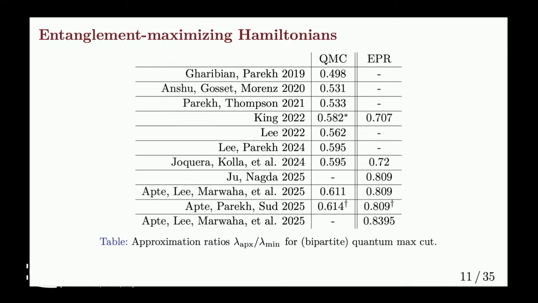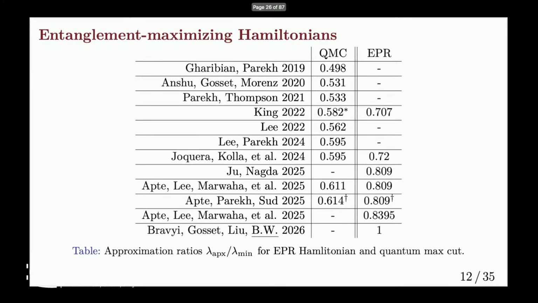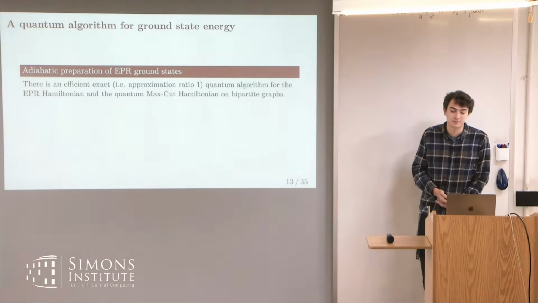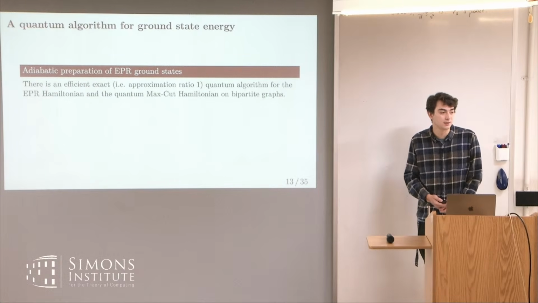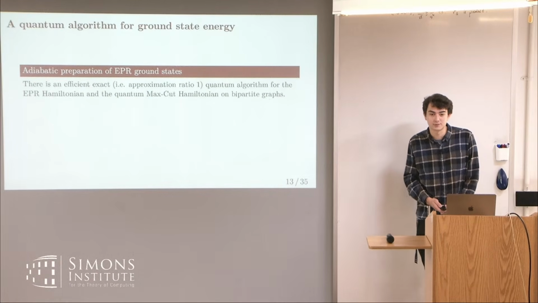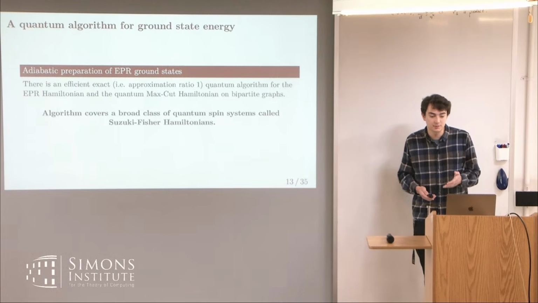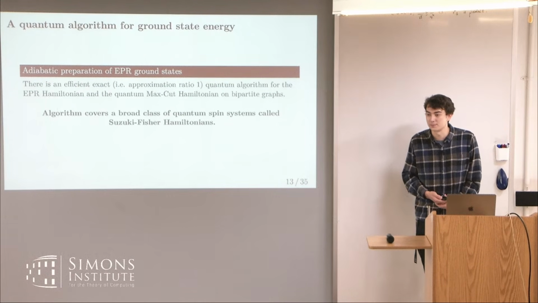Okay. And in our work, we actually push this to 1. We get an exact algorithm for the EPR Hamiltonian, and hence the quantum max cut on bipartite graphs. Okay. So what we get is an adiabatic algorithm for preparing these ground states on a quantum computer. So now we're out of the world of classical approximation and into quantum approximation algorithms. And we don't just get the EPR Hamiltonian and quantum max cut on bipartite graphs, but yeah, question?